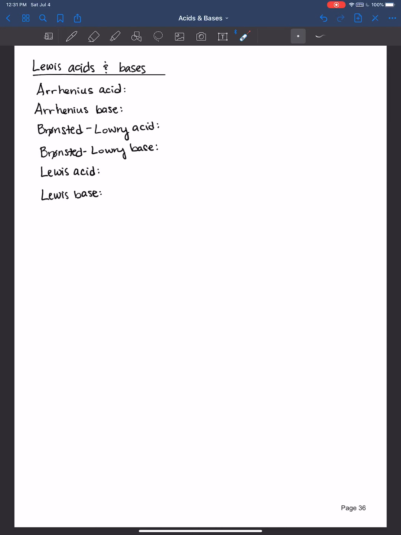So an Arrhenius acid produces protons in an aqueous solution. And remember, protons come in the form of hydronium ions. An Arrhenius base is defined as producing hydroxide ions in an aqueous solution.